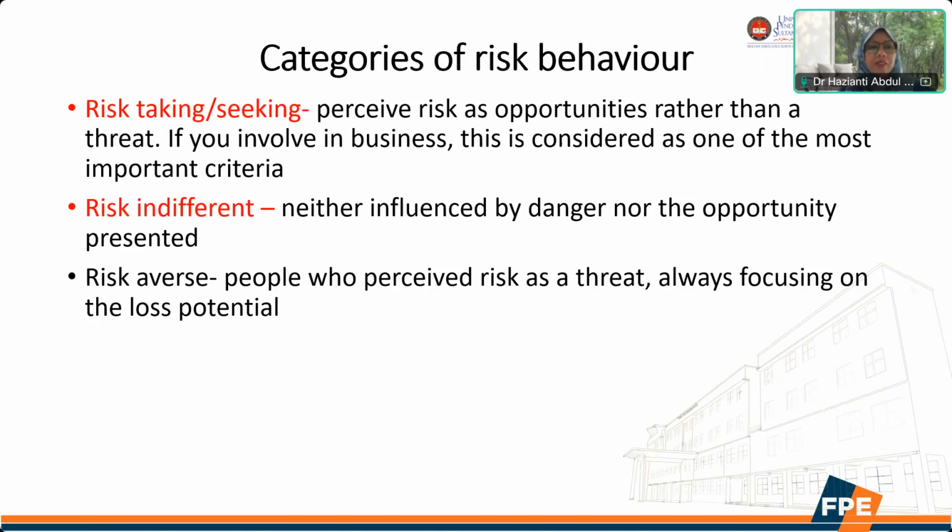The second category is risk indifferent. This group is neither influenced by danger nor by the opportunity presented, which means they don't really care about the risk. If they want to do it, they do it. If they don't want to do it, they don't. The risk does not play any role in their decision.